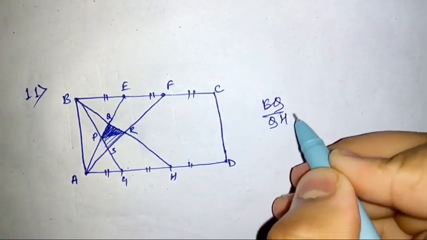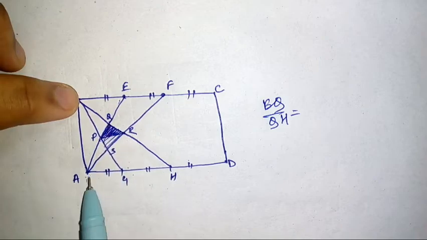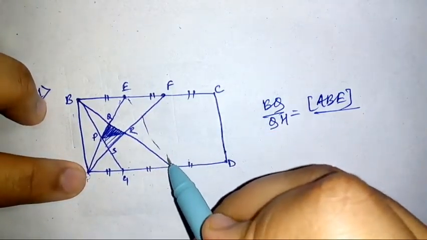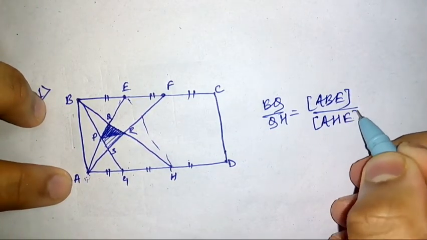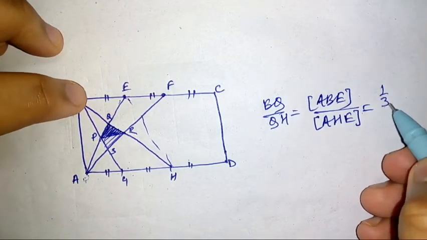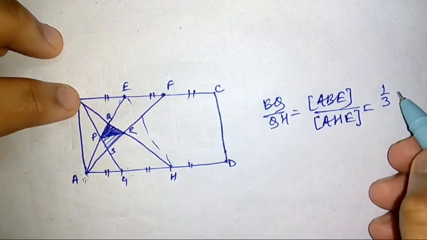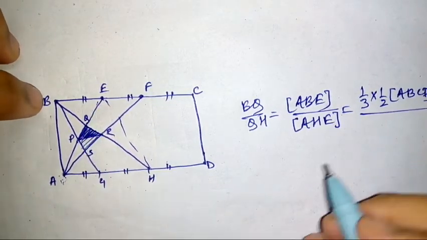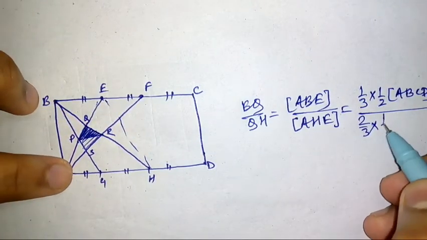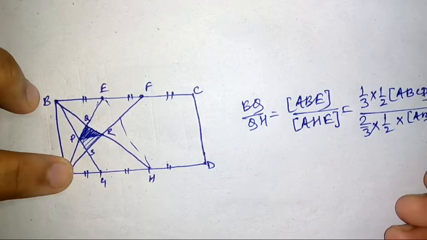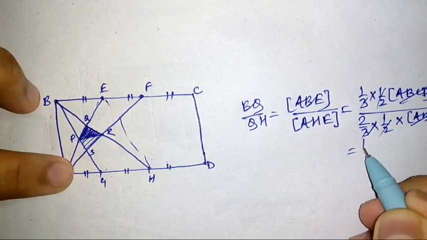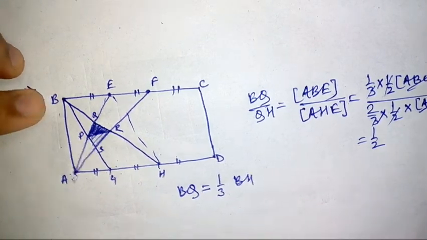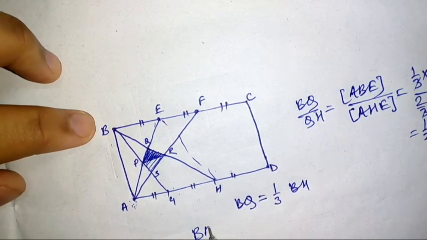To find the location of points Q and R, we have to calculate the length ratios. So BQ by QH, since this is defined by this line, it will be area of ABE by area of AHE. Now ABE will be 1/3 of this whole triangle, and this triangle will be half of the area of the rectangle, so it will be 1/3 into half into area of ABCD. And AHE will be 2/3 of this triangle, and this triangle will be half of ABCD. So we finally get BQ equal to 1/3 of BH.